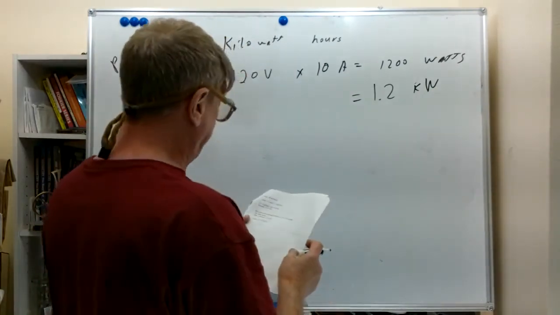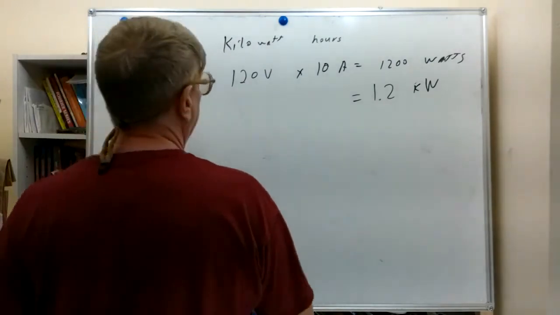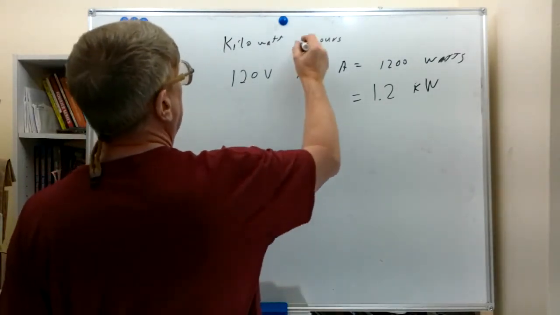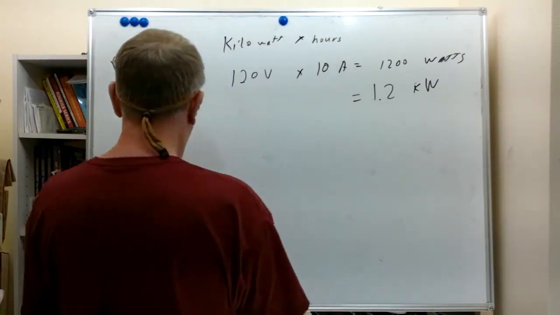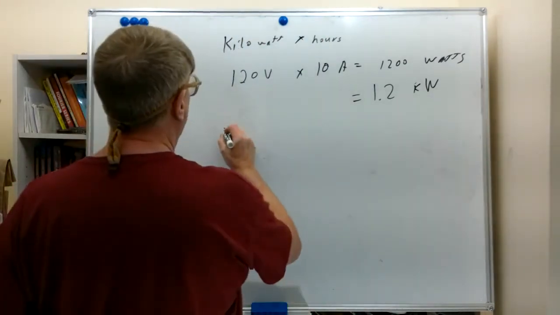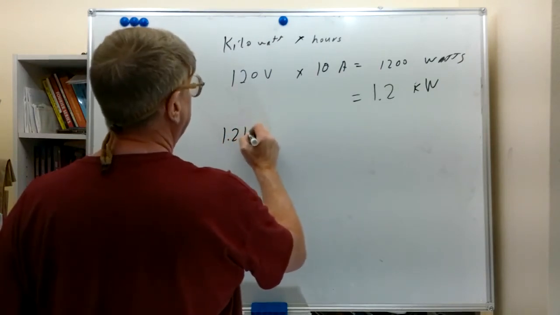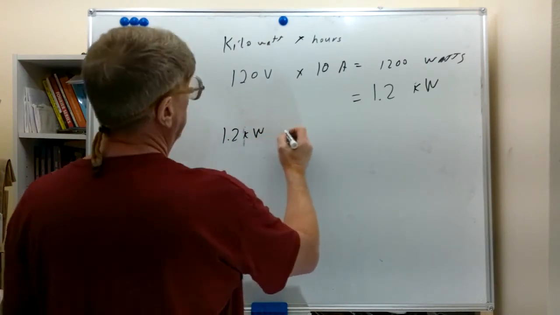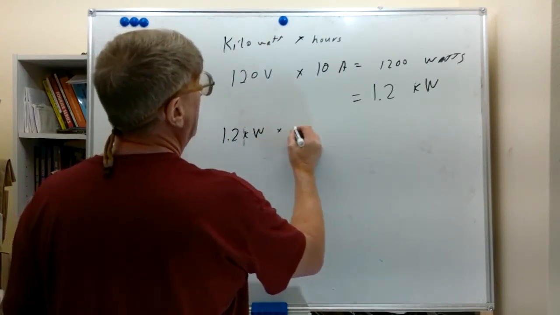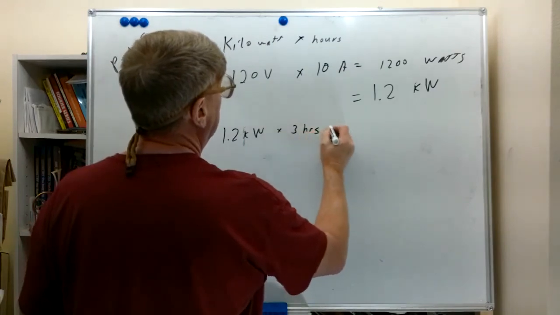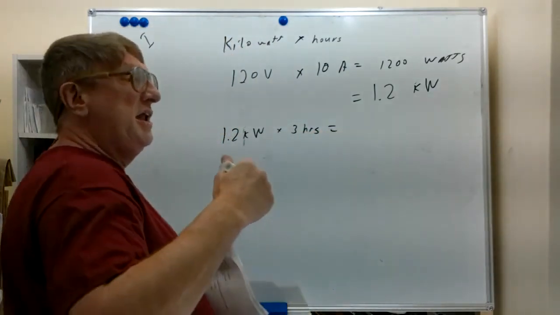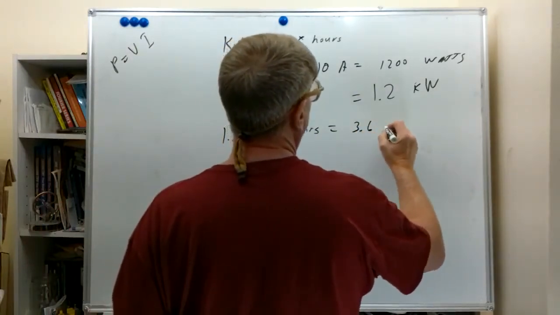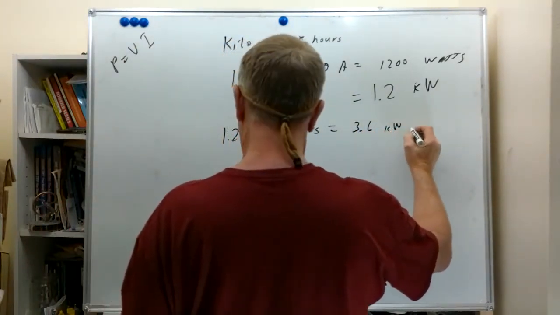And if we draw that for 3 hours, and that's basically what kilowatt hours is, kilowatts times hours. So if we have that 1.2 kilowatt load, and we run that load for 3 hours, that gives us an amount of energy used of 3.6 kilowatt hours.